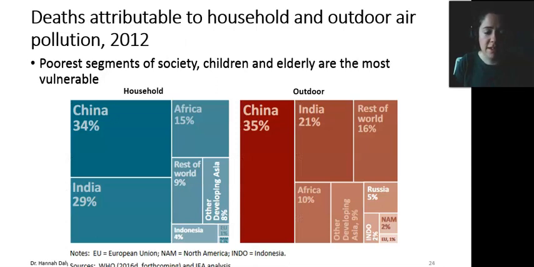There's also DALYs, which I'm a fan of. That's the Disability Adjusted Years of Life Lost. That's my surname. So that is taking into account quality of life as well.